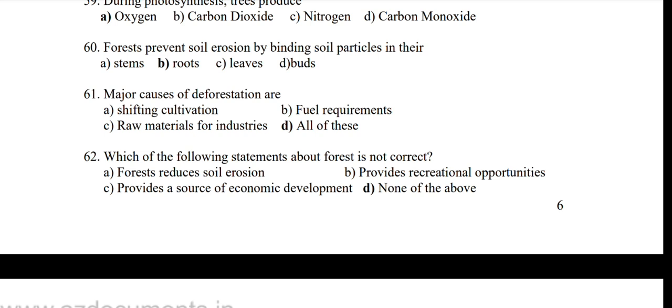Which of the following statements about forests is not correct? Option D, none of the above. Forests reducing soil erosion is right, and providing a source of economic development is right. So the first one is right, the second one is also right, and the third one is also right. Providing recreational opportunities is correct, so the answer is correct.